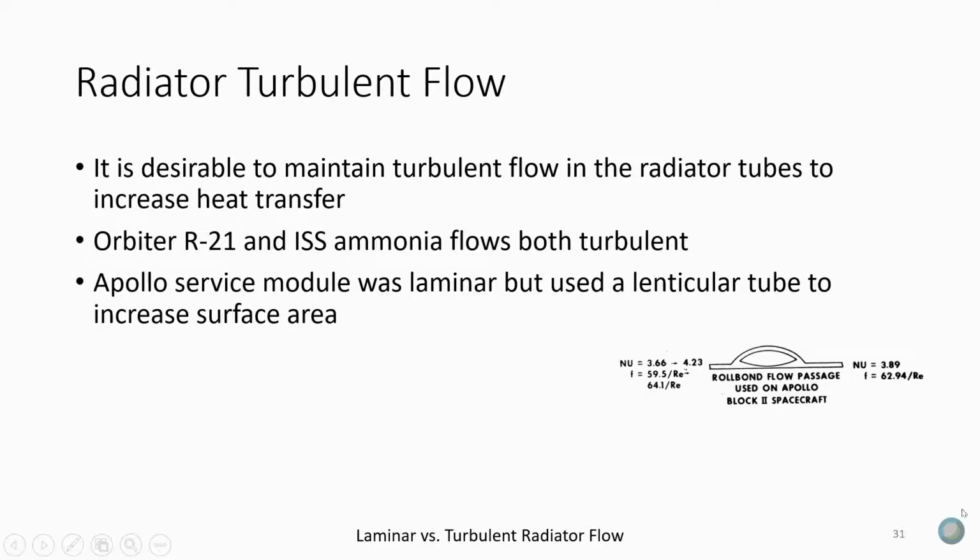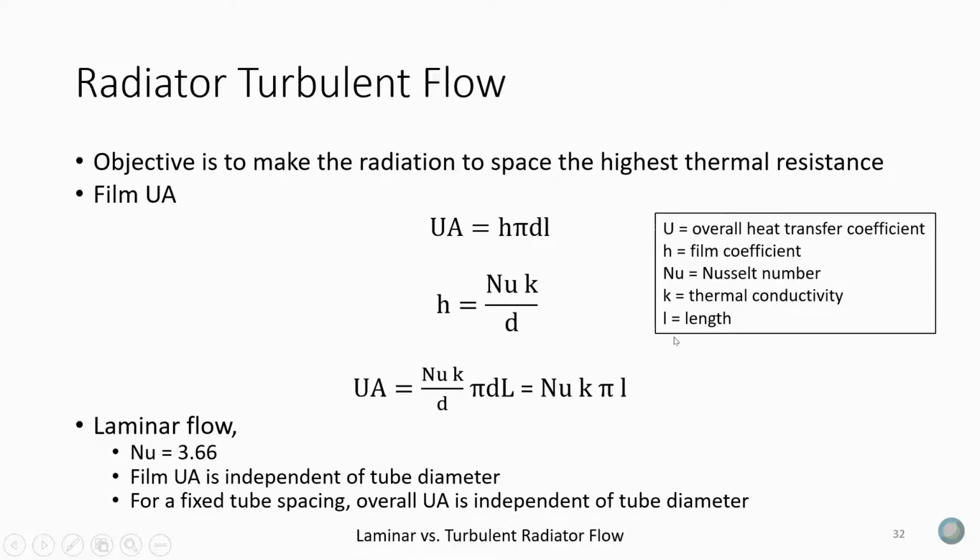In Apollo, because they were using water ethylene glycol, a fairly high viscosity fluid, they couldn't get away from being laminar. So they used a lenticular tube, like you can see over here, to increase the flow area and increase the area to get better performance, and they were able to get acceptable performance of their system. So, as I said, what you really want to do is make space the highest thermal resistance so that you drive your temperature gradients in your tube down.